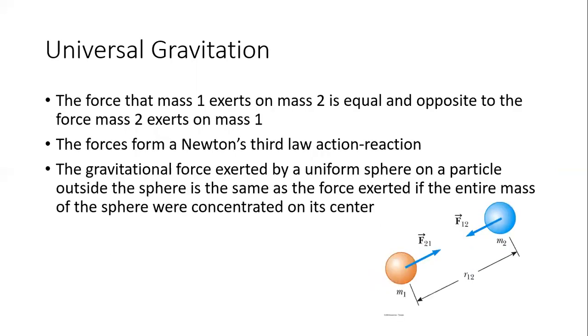Universal gravitation. The force that mass 1 exerts on mass 2 is equal and opposite to the force that mass 2 exerts on mass 1. The force is from Newton's third law, action and reaction. The gravitational force exerted by a uniform sphere on a particle outside the sphere is the same as the force exerted if the entire mass of the sphere were concentrated at its center.